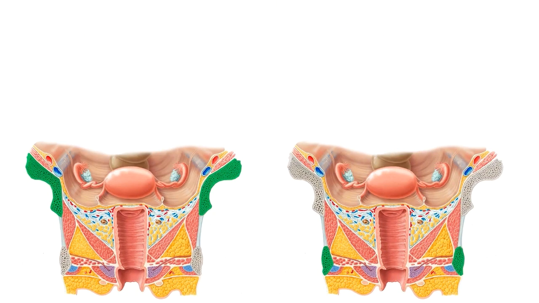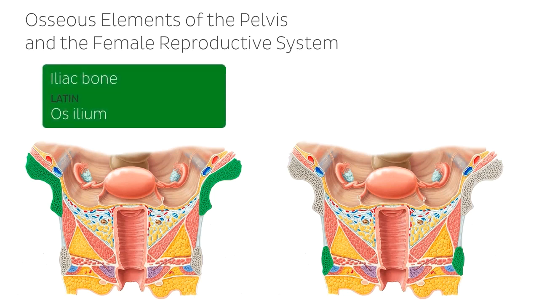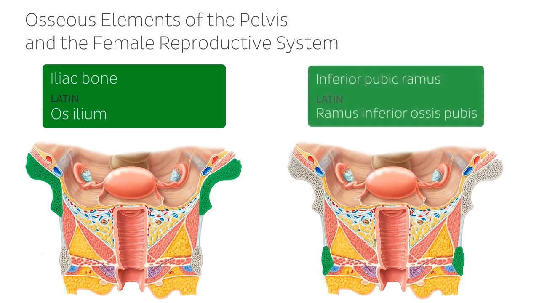So as is the case when we're identifying elements in a single image, we're going to begin with the bones, or the osseous elements, of the pelvis and reproductive system. In this image on the left, we can see the iliac bone highlighted in green. And the uterus, as we can see, is clearly level with the iliac bone. In general, the uterus is located within the pelvic cavity, the body cavity which is bounded by the bones of the pelvis. And on our right image here, we have a visual of the vagina, which runs down from the iliac bone to the inferior pubic ramus.